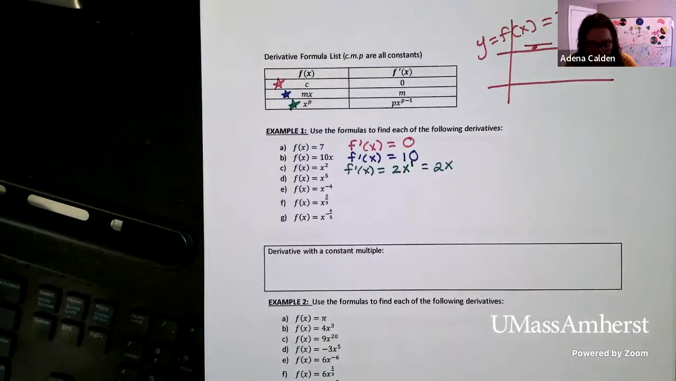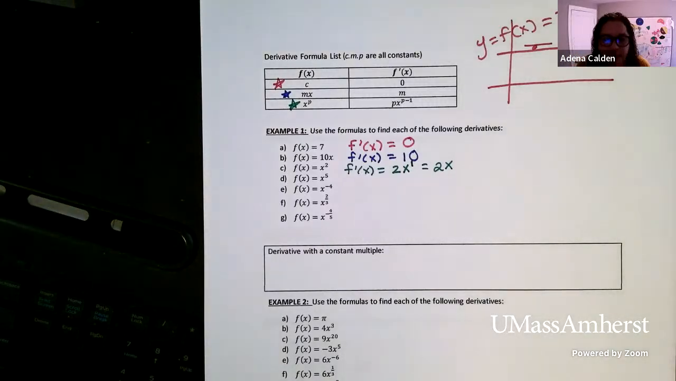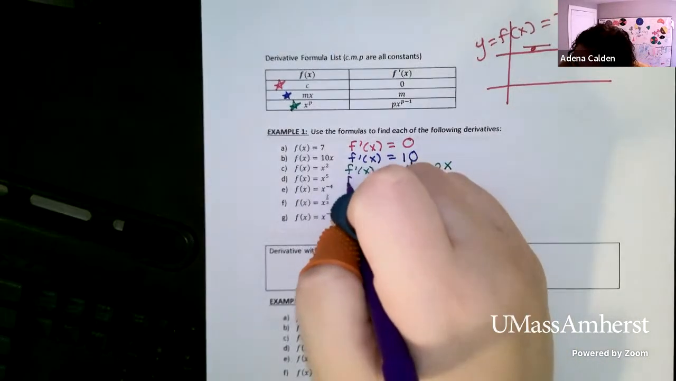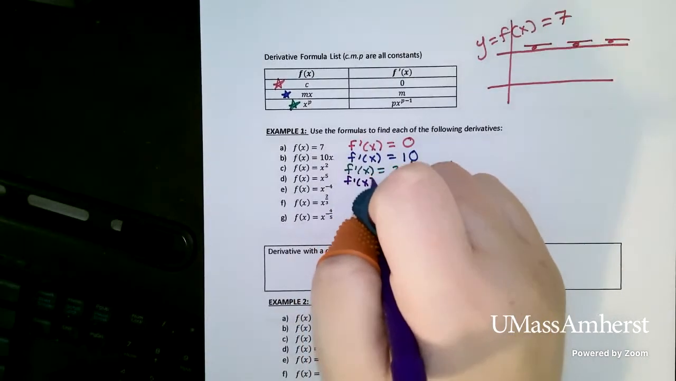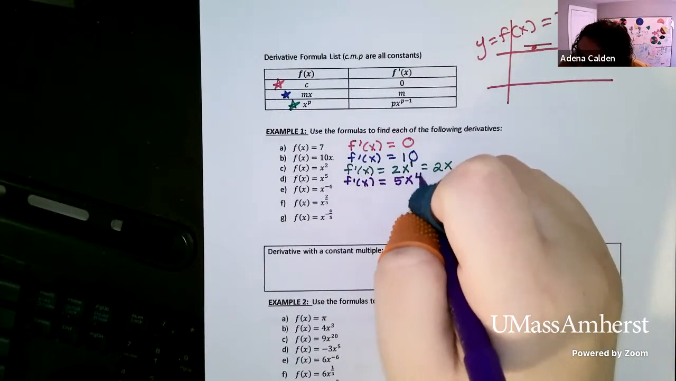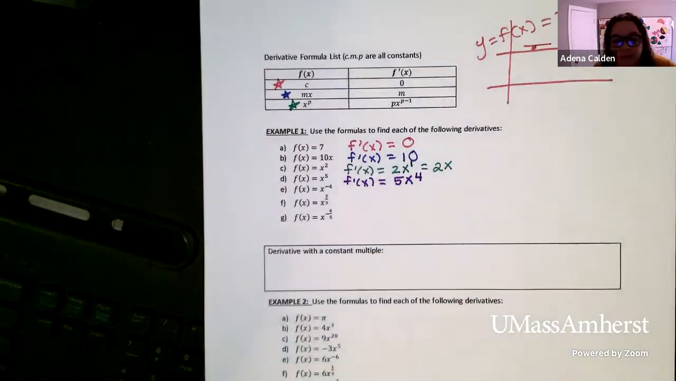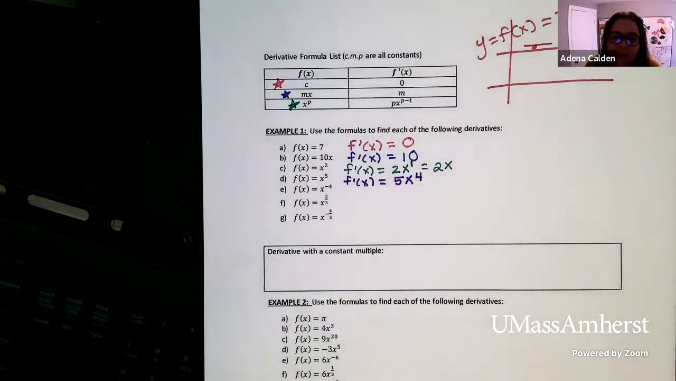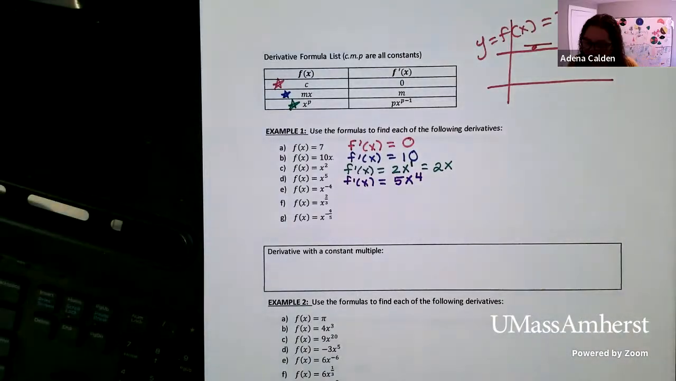Okay. Now the next one, I see I have x to the 5th. So x to the 5th is again x raised to a power. So when I take the derivative of x to the 5th, the 5 comes down and I subtract 1 from the power, so I get 5x to the 4th. Okay. Now the next couple are tricky just because of the algebra involved in applying the formula.